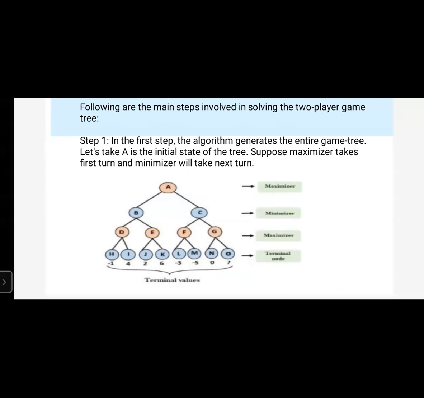Let us consider A as the initial state here. Next, the maximizer takes the first turn, and the minimizer will take the next turn. Here the maximizer is A in level 0. Level 1 is the minimizer, B and C.